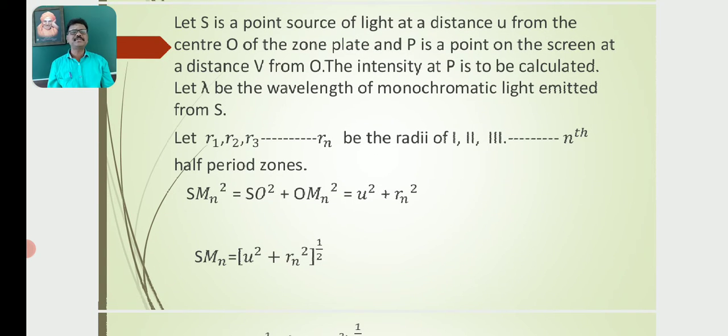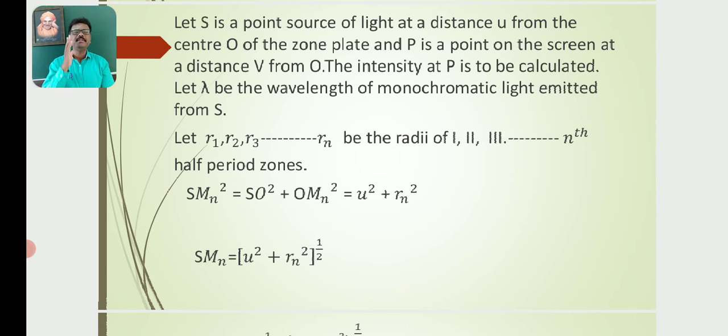Let S be a point source of light at a distance U from the center O of the zone plate, and P be a point on the screen at a distance V from O. The intensity at P is to be calculated. Let S be the source and P be the position of the image, U the object distance, V the image distance. Then calculate the intensity at the point P.